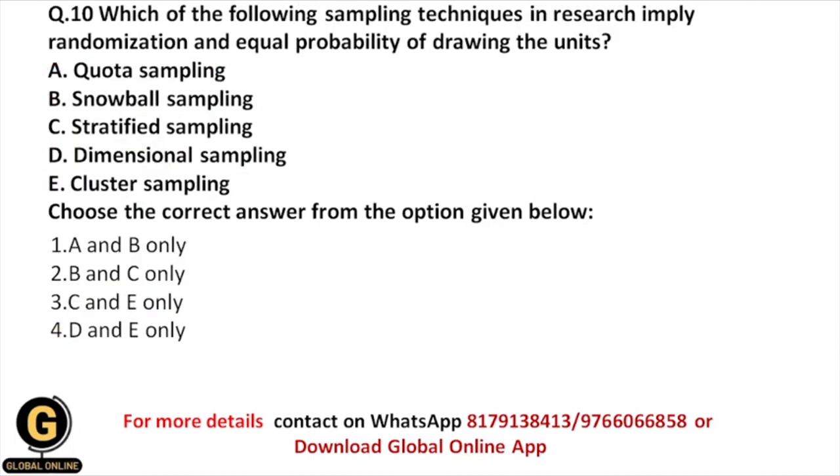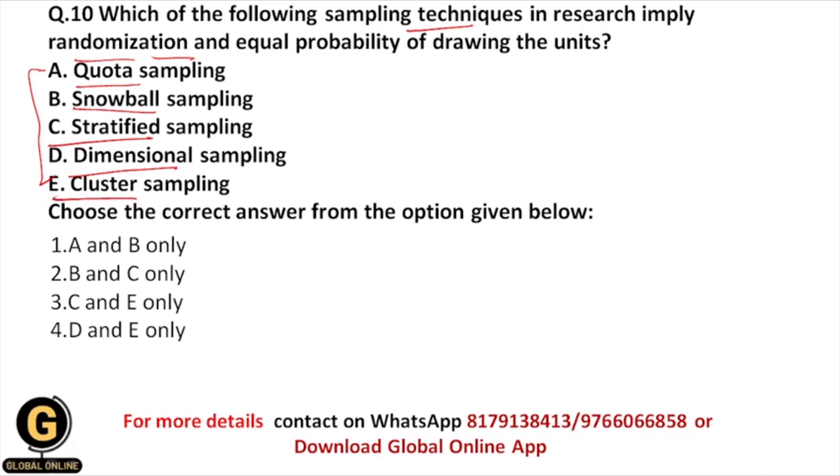Next is: which of the following sampling techniques in research imply randomization and equal probability of drawing the units? Here they have asked which of these sampling techniques gives equal probability of getting selected to all the participants. So basically all the participants have the equal probability to get selected in the study, and we use the randomization formula to select the different participants. So whether it is quota sampling, snowball sampling, stratified sampling, dimensional sampling or cluster sampling.